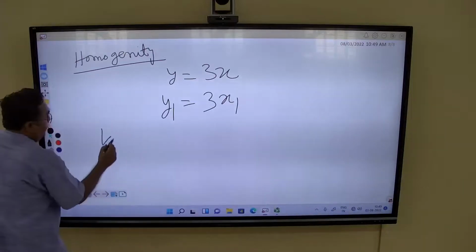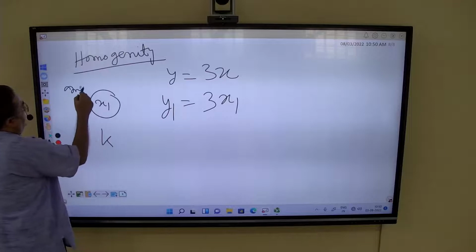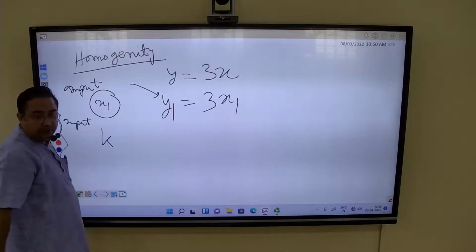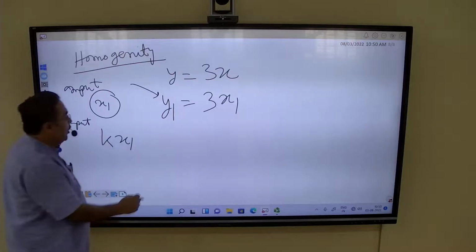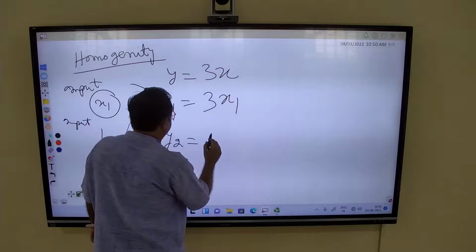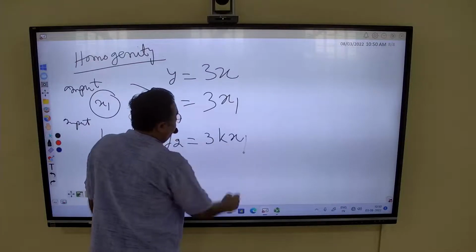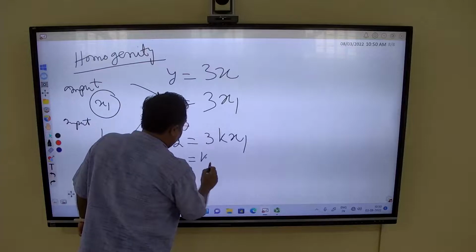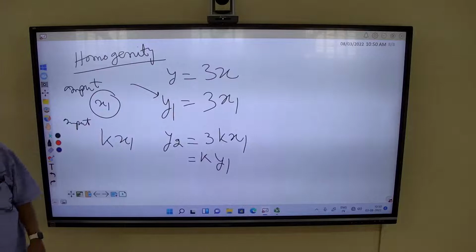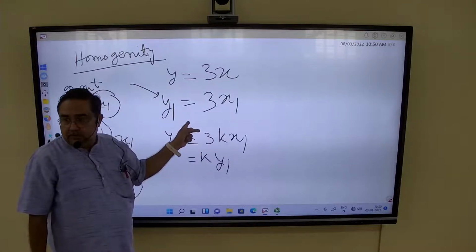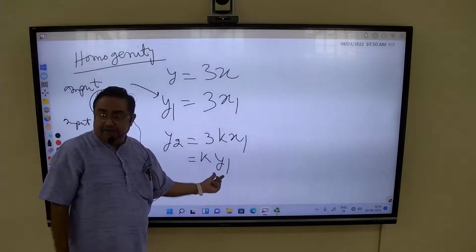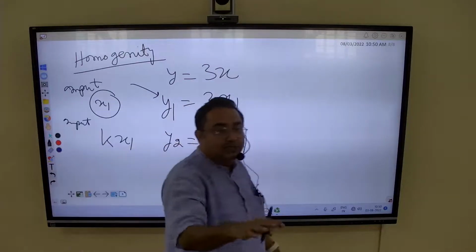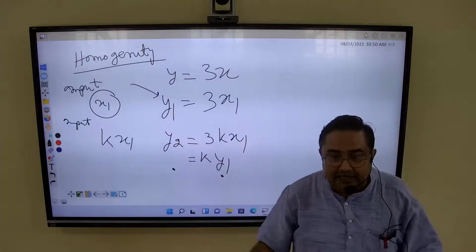Now what input am I applying? Earlier I applied x1 and got an output y1. Now my second input, as per the homogeneity principle, is k x1. So let us see what y2 I get. y2 is equal to 3 into k x1. Now just simplify it. It is nothing but k times y1, because 3x1 is y1. So 3x1 I have substituted by y1, and therefore my output y2 is equal to k y1. That is the principle of homogeneity. Hence it obeys the principle of homogeneity, and y equal to 3x represents a linear system.